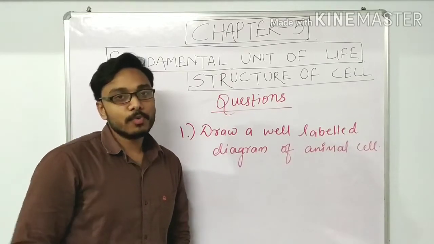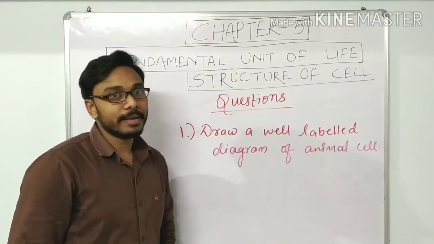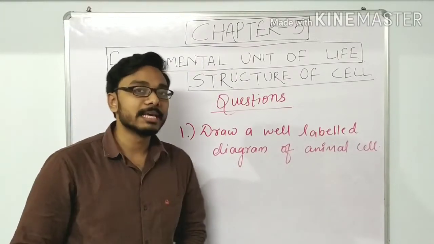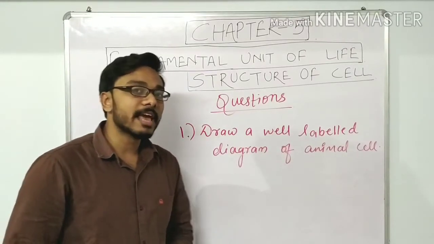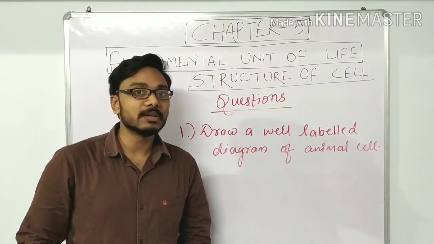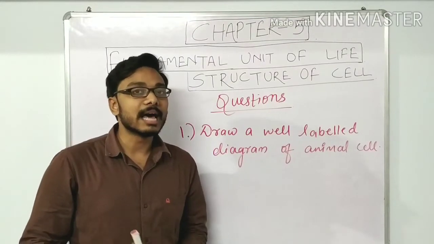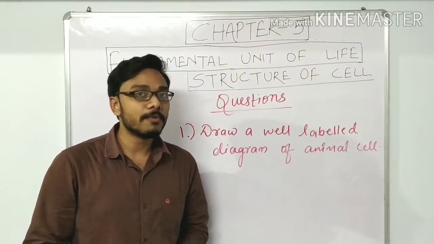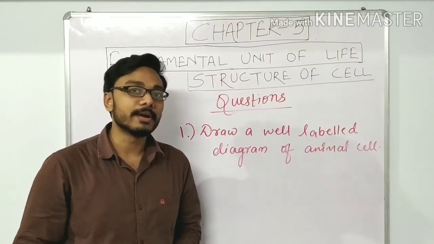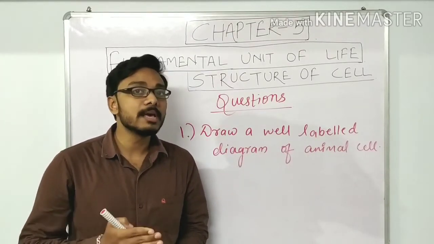So students, hope you have understood about today's topic. Let us summarize it. We have studied about the structure of the cell. In the beginning, we have seen the different shape and size of the cell, that different cells have different shape and size, and that depends upon their specific functions. According to what functions they perform, they have their shape and size.